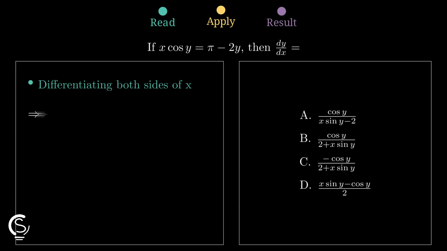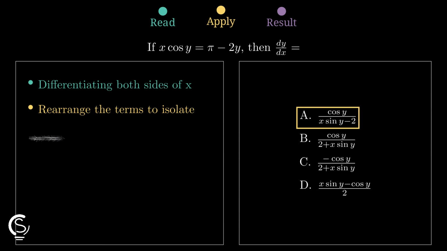Move all dy/dx terms to one side and factor them out. Dividing gives the final result matching option A. You nailed this one.